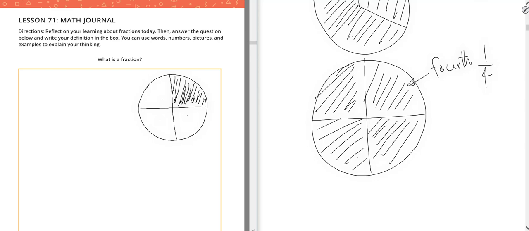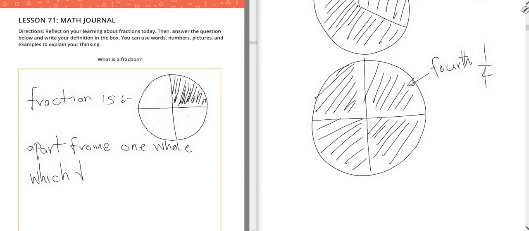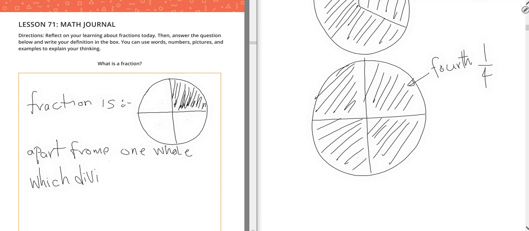So we can define a fraction as: a fraction is a part from one whole which is divided into equal parts. This fraction is called fourth.